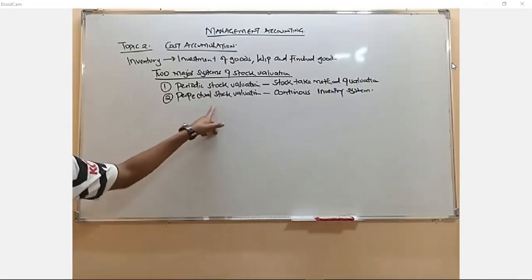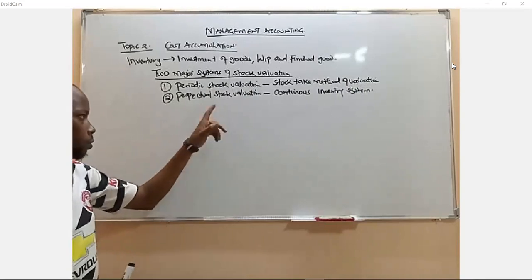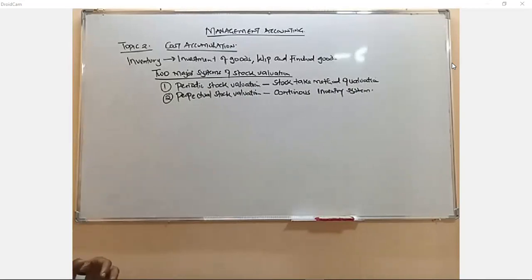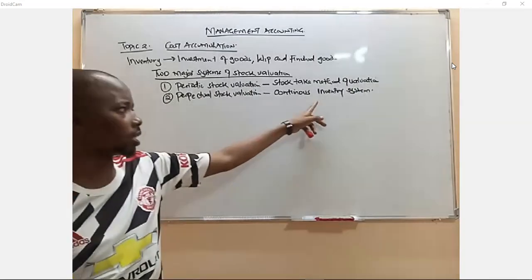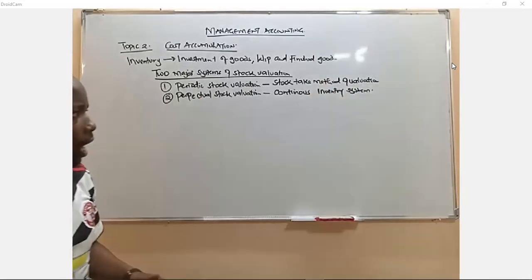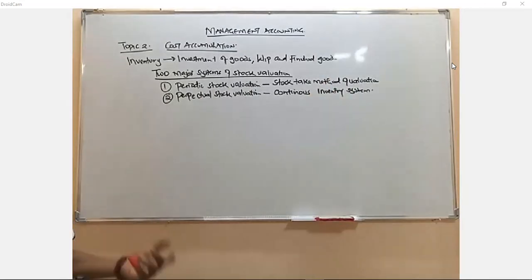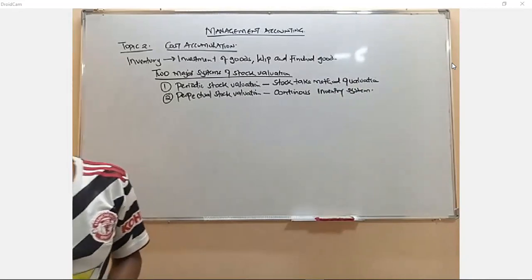And this is what most of the organizations are using. When you go to the supermarkets, they cannot account for all those products manually, but every time they sell, the system updates itself. So that is where we are saying it is a continuous inventory system. Once you sell a product, the system automatically gives you the balances.